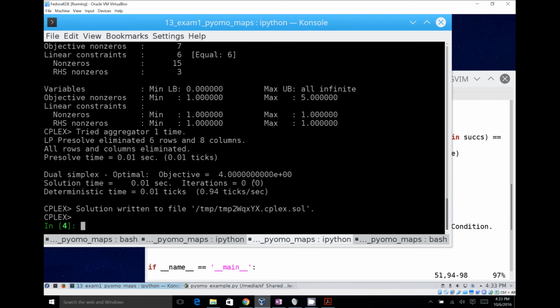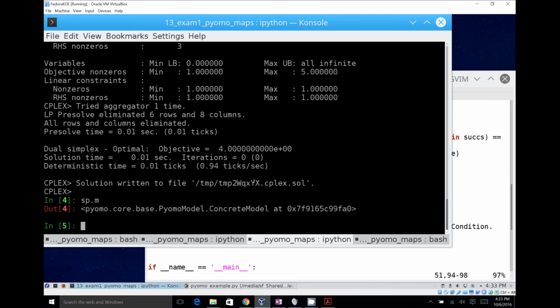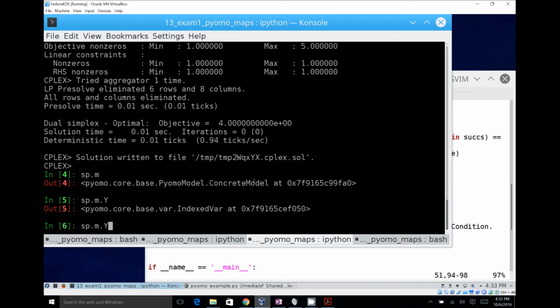So an interesting thing here is, after CPLEX has solved the problem, how do you access all of the parts of the solution in Python again? So they're all stored in that Pyomo model object that we created. So let's take a look at Pyomo model.y, and let's .pprint it.